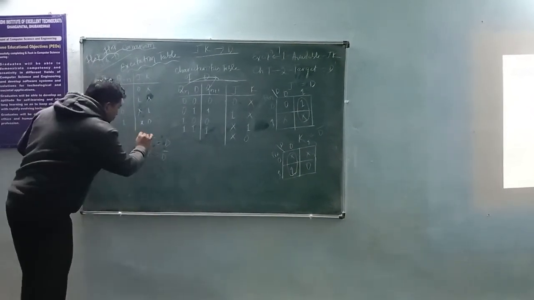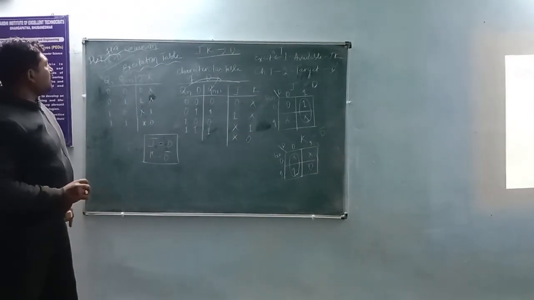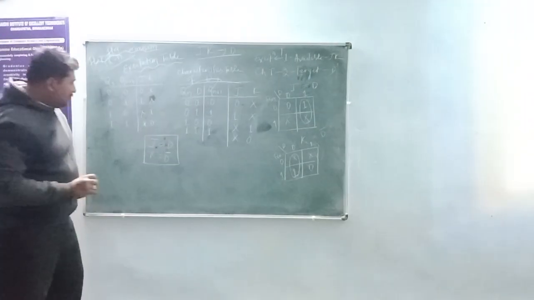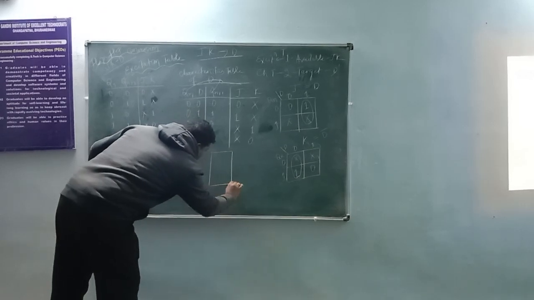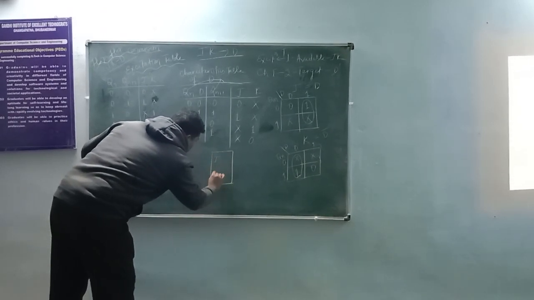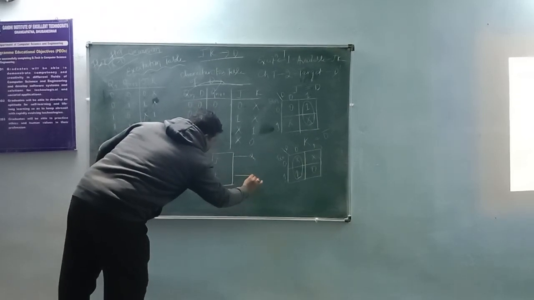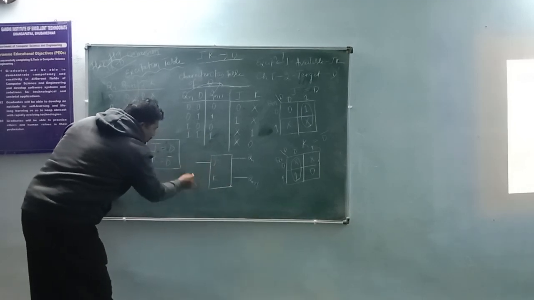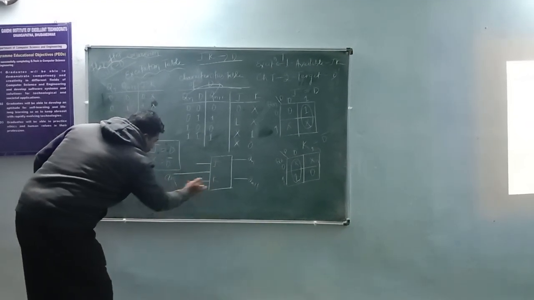These two equations are important for us to design the JK flip-flop, or to convert the JK flip-flop again to D. Now we can directly draw the circuit diagram: the inputs are J and K, and the outputs are Qn and Qn plus 1. This one is J, this one is K, and this one is the clock.